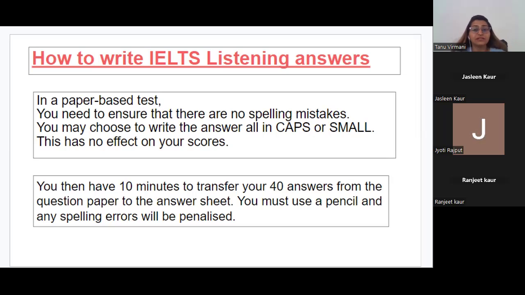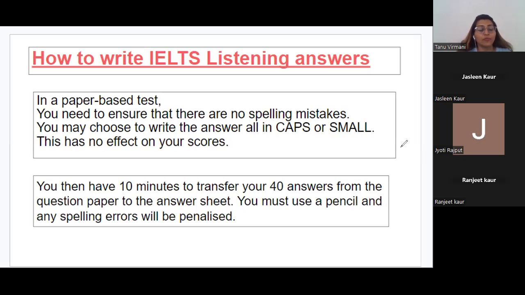Now, how to write the listening answers? Many of my students ask me, ma'am, how to write the answer. So in a paper-based test, you need to ensure that there are no spelling mistakes. You may choose to write all the answers in caps or small. It's not going to affect your score. Either you can write all the answers in capital letters, or you can write small. It's up to you, but do follow the same thing. You can't write the first 10 answers in capital letters and the next 10 answers in small letters. So do not do that.